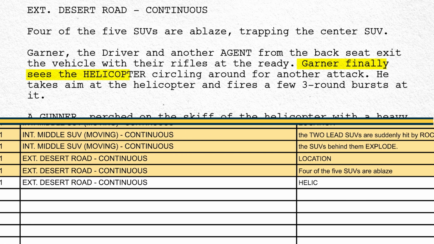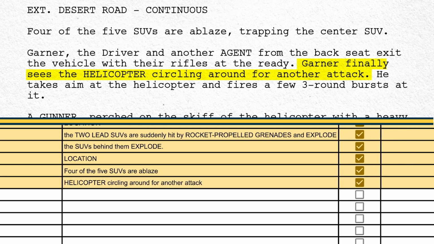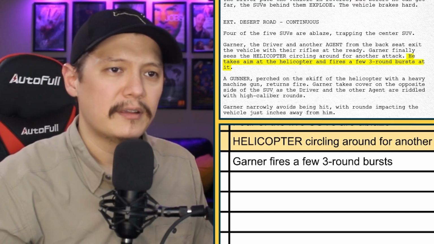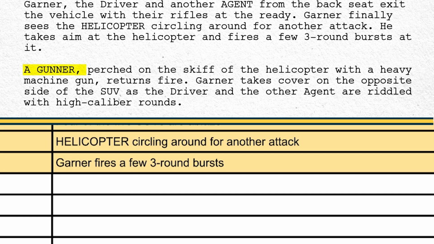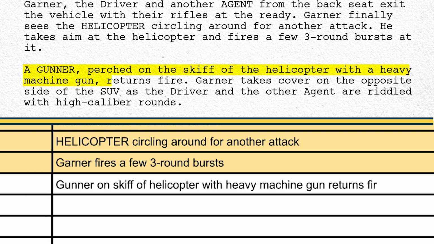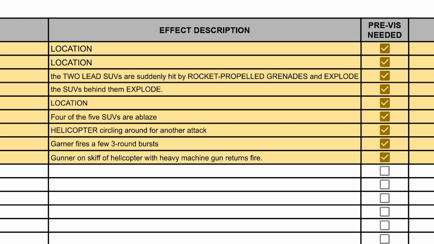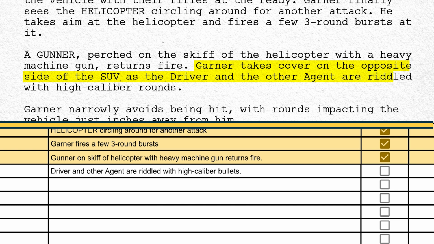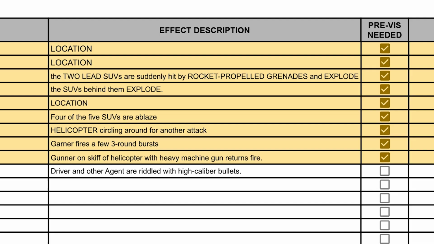Garner finally sees the helicopter circling around for another attack. Now, we don't know if they'll have a practical helicopter, so we'll add this here just in case. Garner fires a few 3-round bursts at it. These days, most gunfire effects are done digitally anyway, so we're going to add that. A gunner perched on the skiff of a helicopter with a heavy machine gun returns fire. Again, previs will be crucial. We'll need to know if they have a practical helicopter or if it's going to be CG. Who knows? Previs. Garner takes cover on the opposite side of the SUV as the driver and the other agent are riddled with high-caliber rounds. Here we have gunfire, blood, impacts, the works.